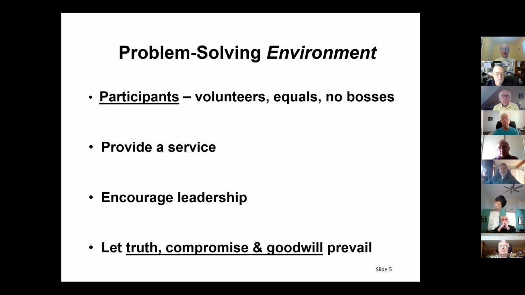And the last is goodwill between the participants. We don't want shouting matches. We want people to feel respected and work as equals. And that's the atmosphere where people do best. And that's what we're trying to get at here, to have people do their very best.